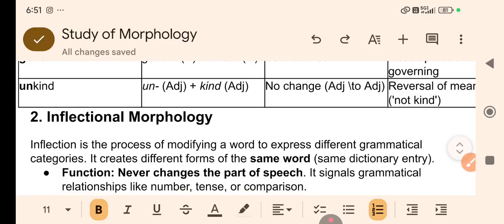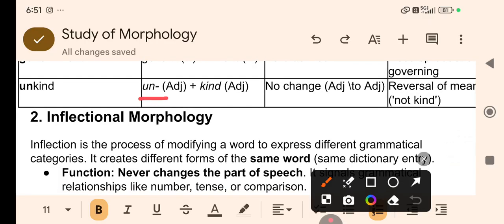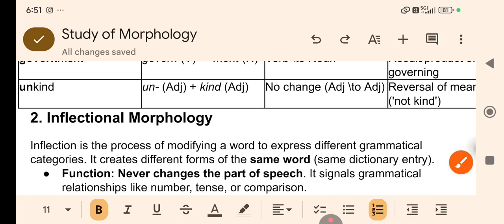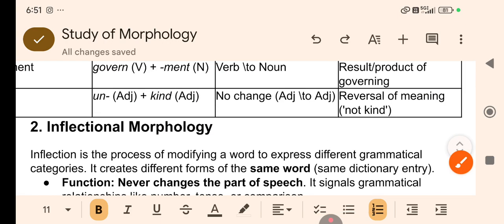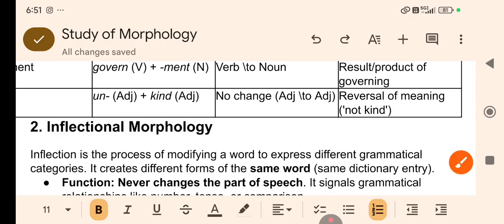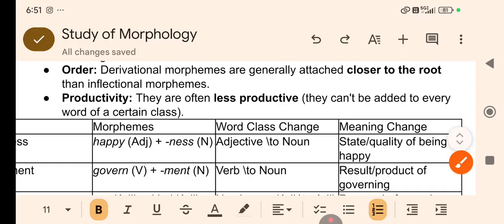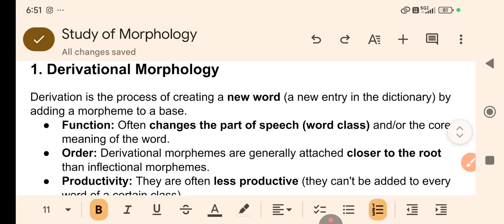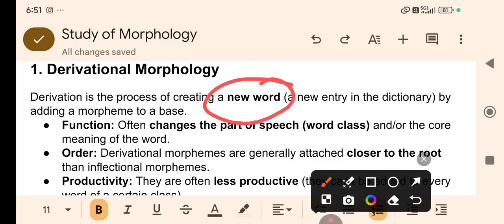Unkind, another example. So un is a prefix and kind is an adjective. So unkind, no change, because this is an adjective, this is an adjective. Kind and unkind. So this is a reversal of meaning, not kind, right? Sometimes there is no change. This is important, and here you should know derivational morpheme means a new word is formed and meaning is changed, right?